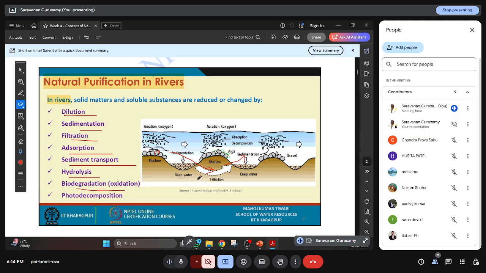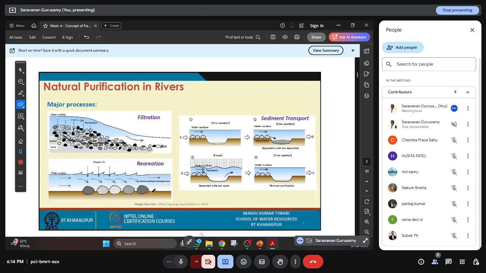Then biodegradation: due to oxygen transport, some microorganisms may degrade the pollutant. Then photodecomposition, due to the presence of sunlight. So these are all processes that may enhance the self purification of the river. Okay, major processes: filtration, re-aeration. Due to the turbulence, whenever the oxygen is reduced, it will be taken from the atmosphere, right? Then sediment transport.